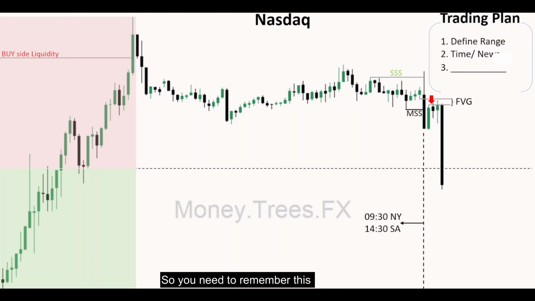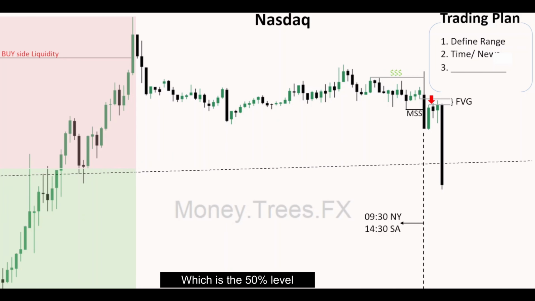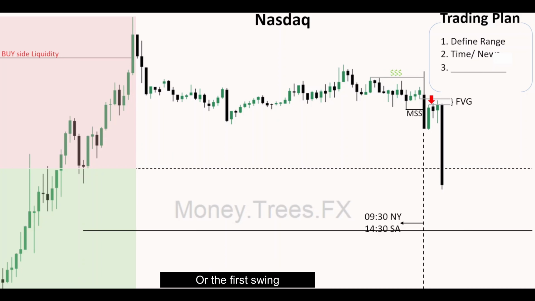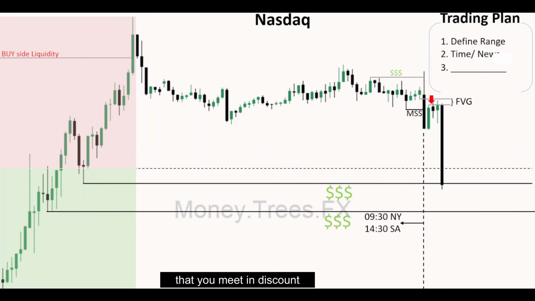So you need to remember this. When you enter a trade in premium to discount or vice versa, for a high win rate, you need to target the low hanging fruit, which is the 50% level, or the first swing or fair value gap that you meet in discount or after the 50% level, because the 50% level is also a good level for entry setups, so the market can reverse from there.